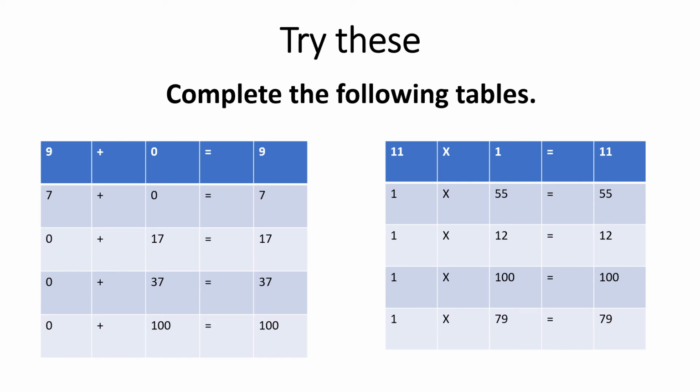Here 9 plus 0 is equal to 9. It has given. 7 plus 0 is equal to 7. And 0 plus 17 is equal to 17. And here this place is left, isn't it? So kindly fill it. 0 plus what number will be equal to 37? That is 37. And here you have two columns. You can fill it of your own.